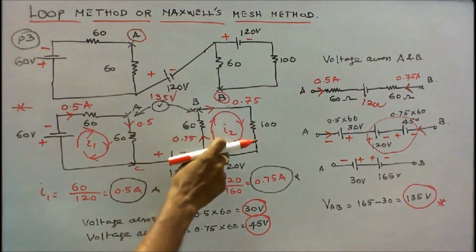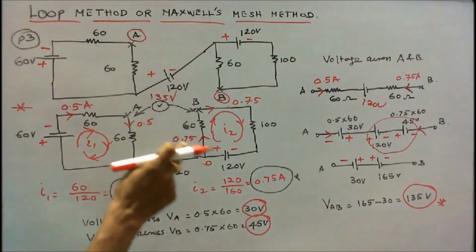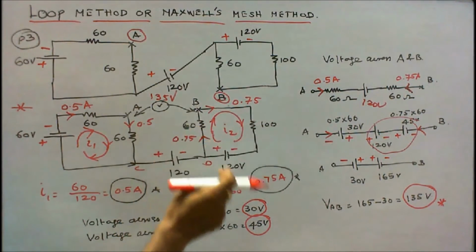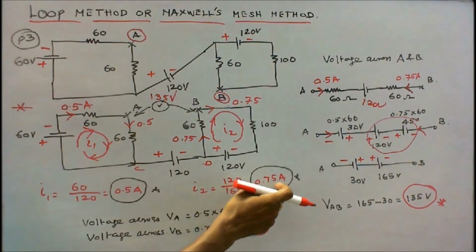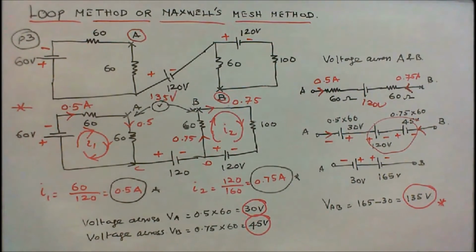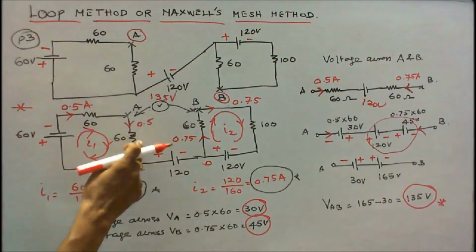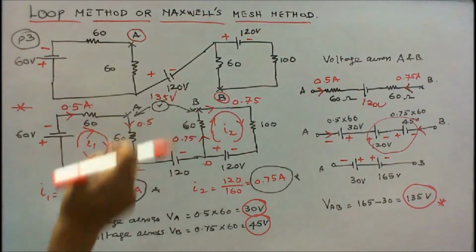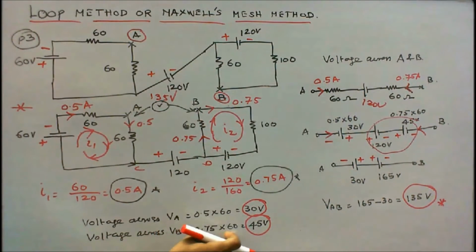In the other loop, the voltage is 120, divided by 160, 100 plus 60, that is equal to 160. That is equal to 0.75 amps. I can find the voltage across VA. Voltage across VA is equal to 0.5 into 60, that is equal to 30 volts. Voltage across VB is equal to 0.75 into 60, that is equal to 45 volts.